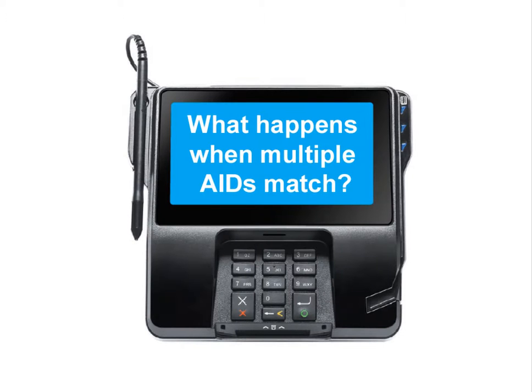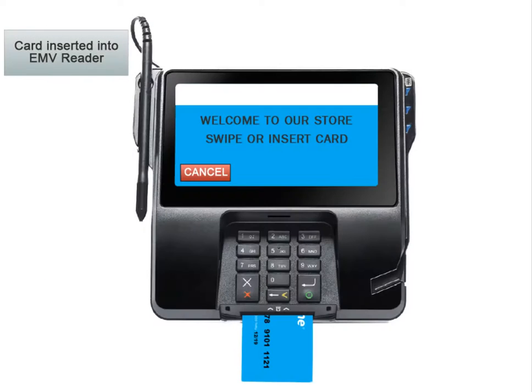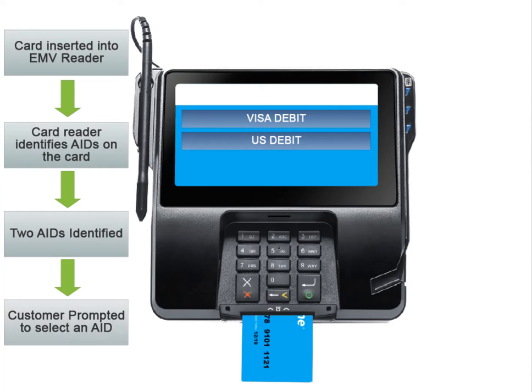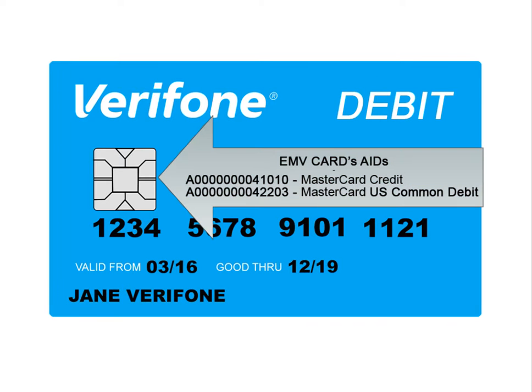What happens when multiple AIDs match? The customer inserts the card into the EMV slot on the PIN pad. The EMV application ID selection occurs immediately after the customer inserts their card into the PIN pad. If multiple AIDs match on the terminal and the card, then the PIN pad will prompt the customer to select which AID to use. This is a common scenario for U.S.-issued debit cards where a U.S. Common Debit AID is present, allowing the merchant to choose a network for routing debit card transactions.